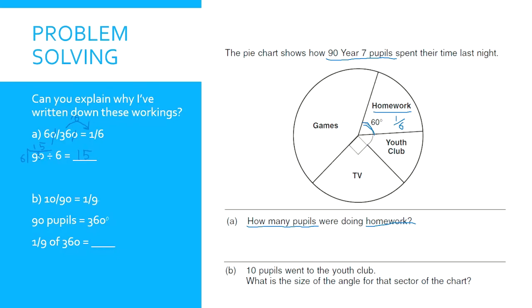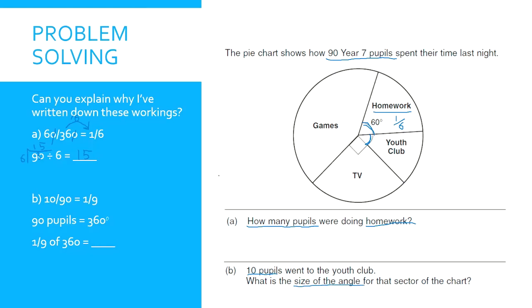Have a go at the same thing. Have a think about section B and consider why it was that I might have written out these particular workings before I do my explanation. So I'm going to use a really similar strategy here. Looking at the youth club, which is this particular angle here, I know that 10 pupils went to the youth club, and I need to use this to work out what the size of the angle is.